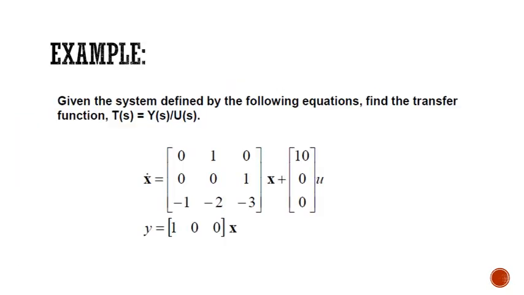Let us consider this example. Given to you is a state space representation of a third order system where the state equation and the output equation are as given. So you have to convert the state space representation to the transfer function. In the next slide, I will show you the step-by-step procedure on how to obtain the transfer function.